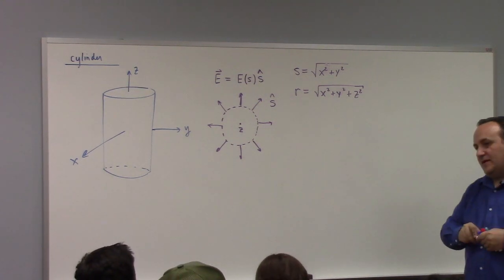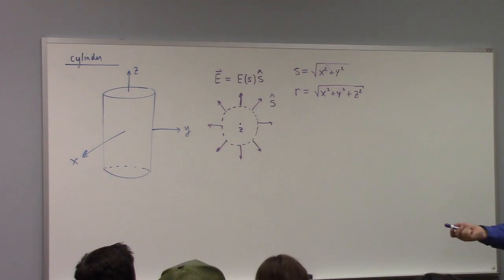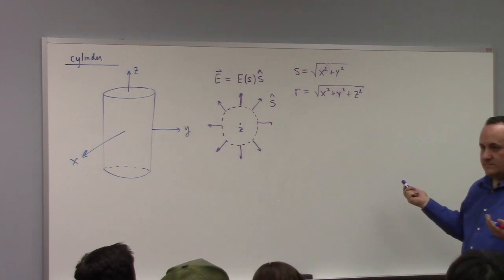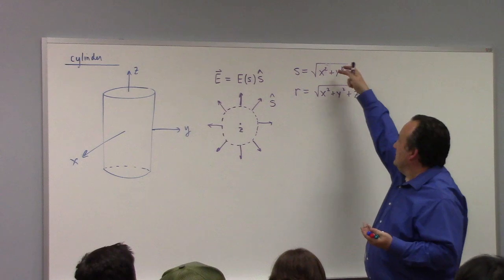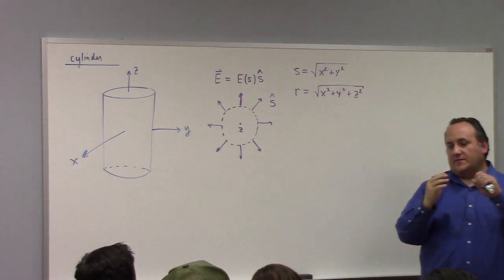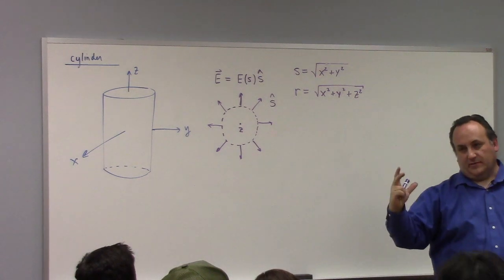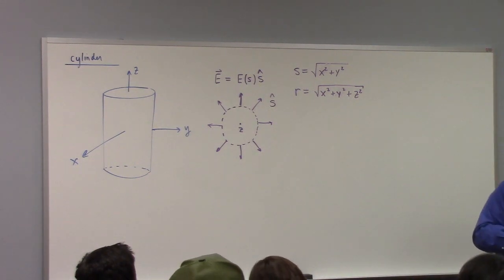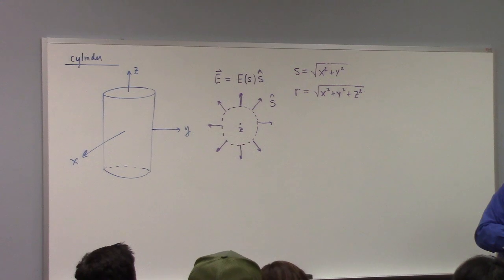But if r is the spherical radius, what's the polar r? Well, we need another letter, so we use s. All right? So s is the polar radius, and s hat is simply a unit vector field which points radially outward from the z-axis. Do you understand what I'm saying?